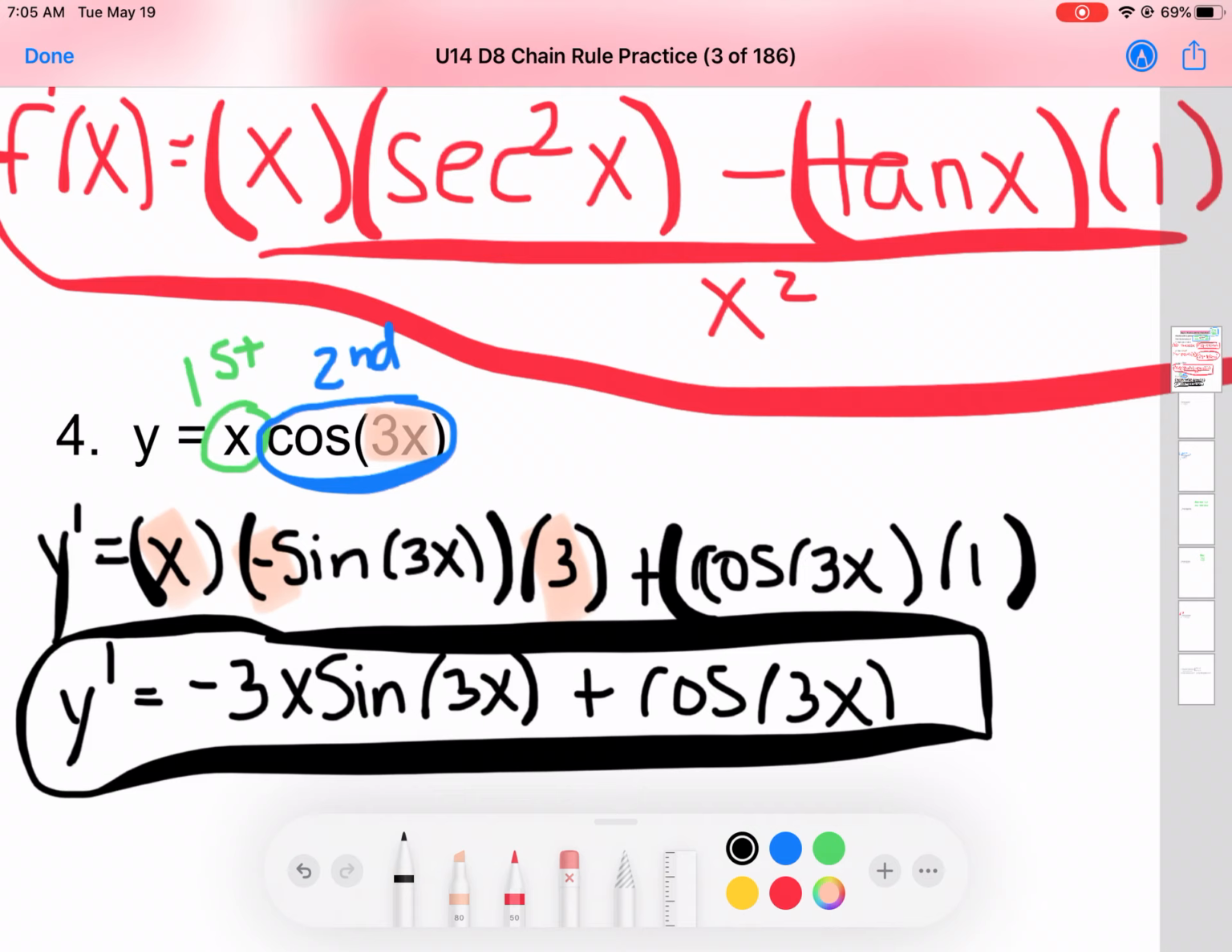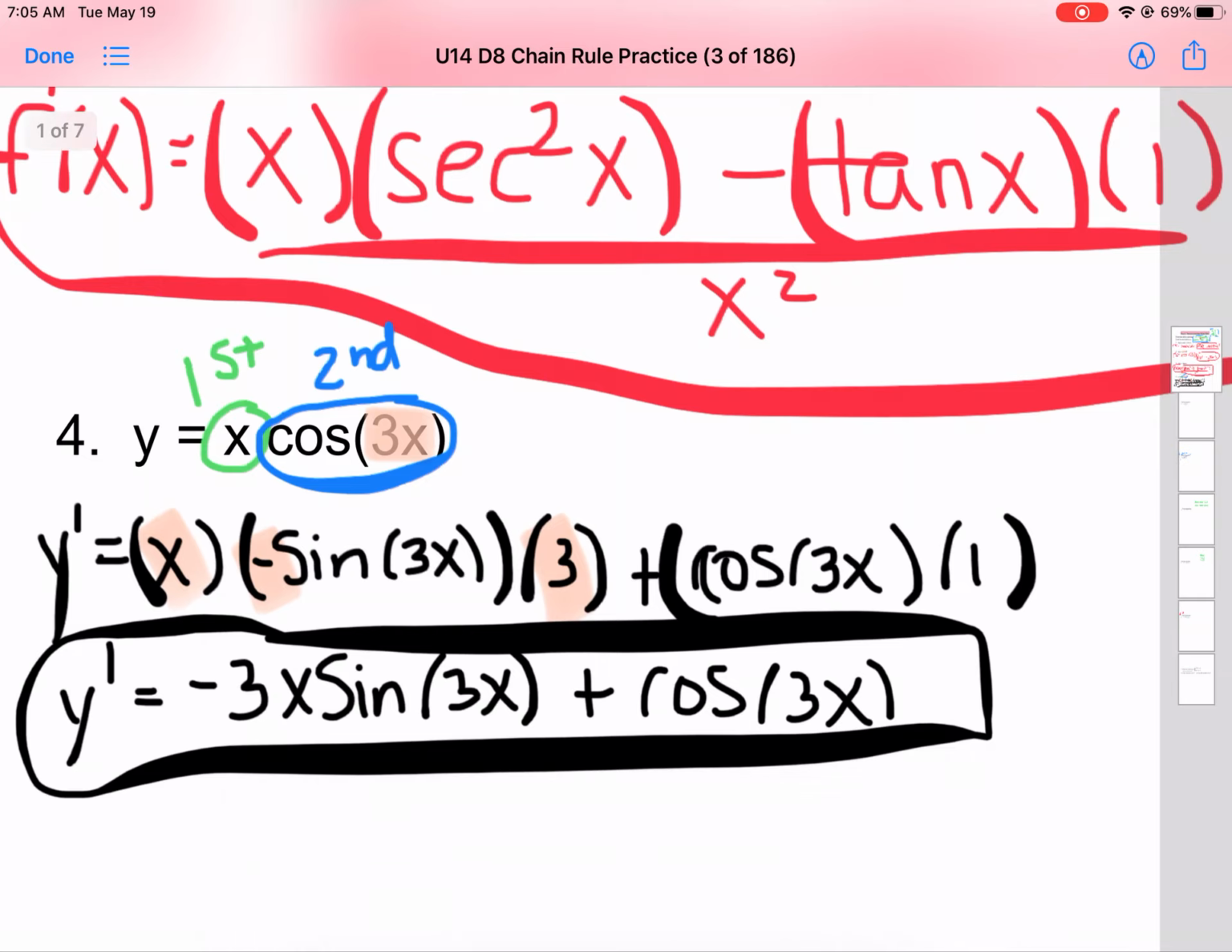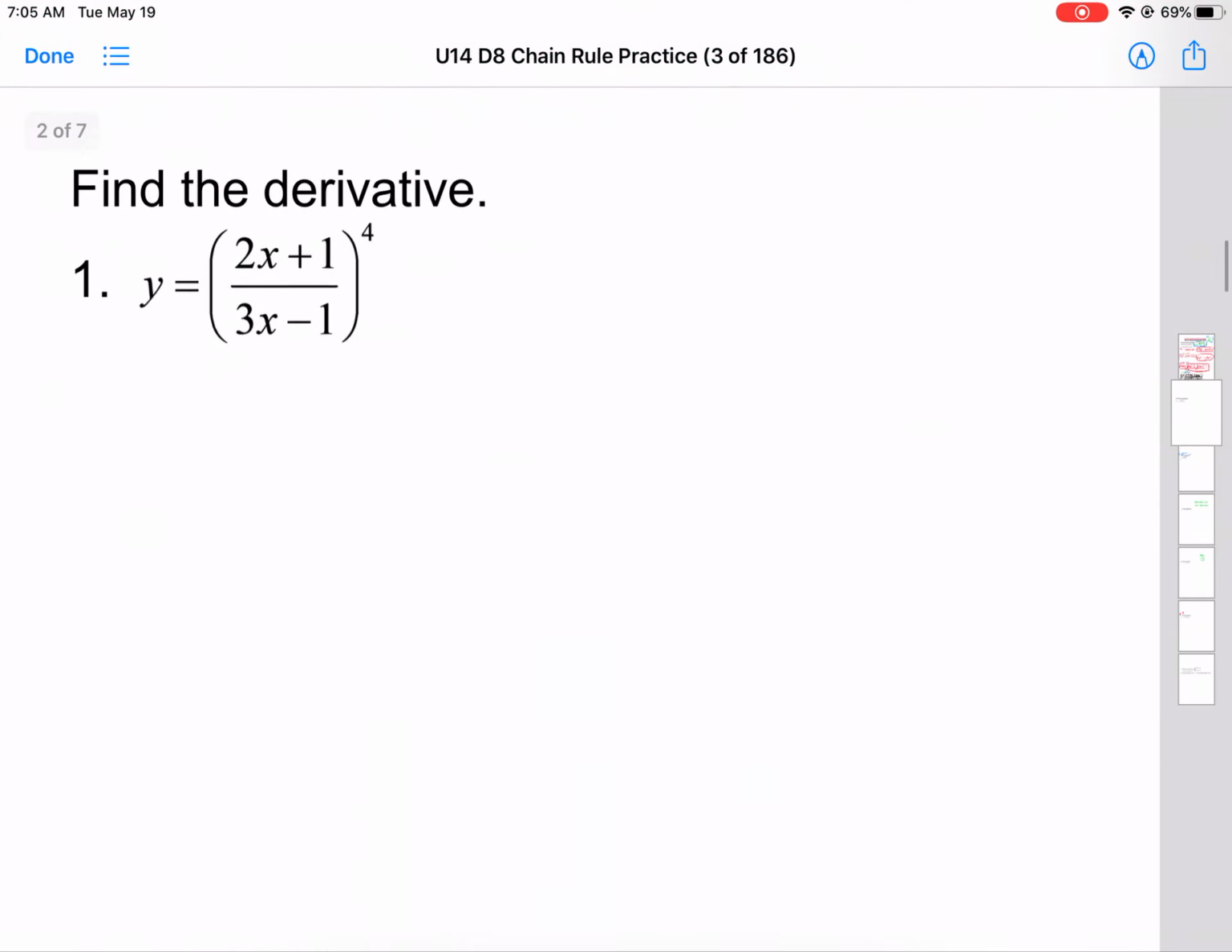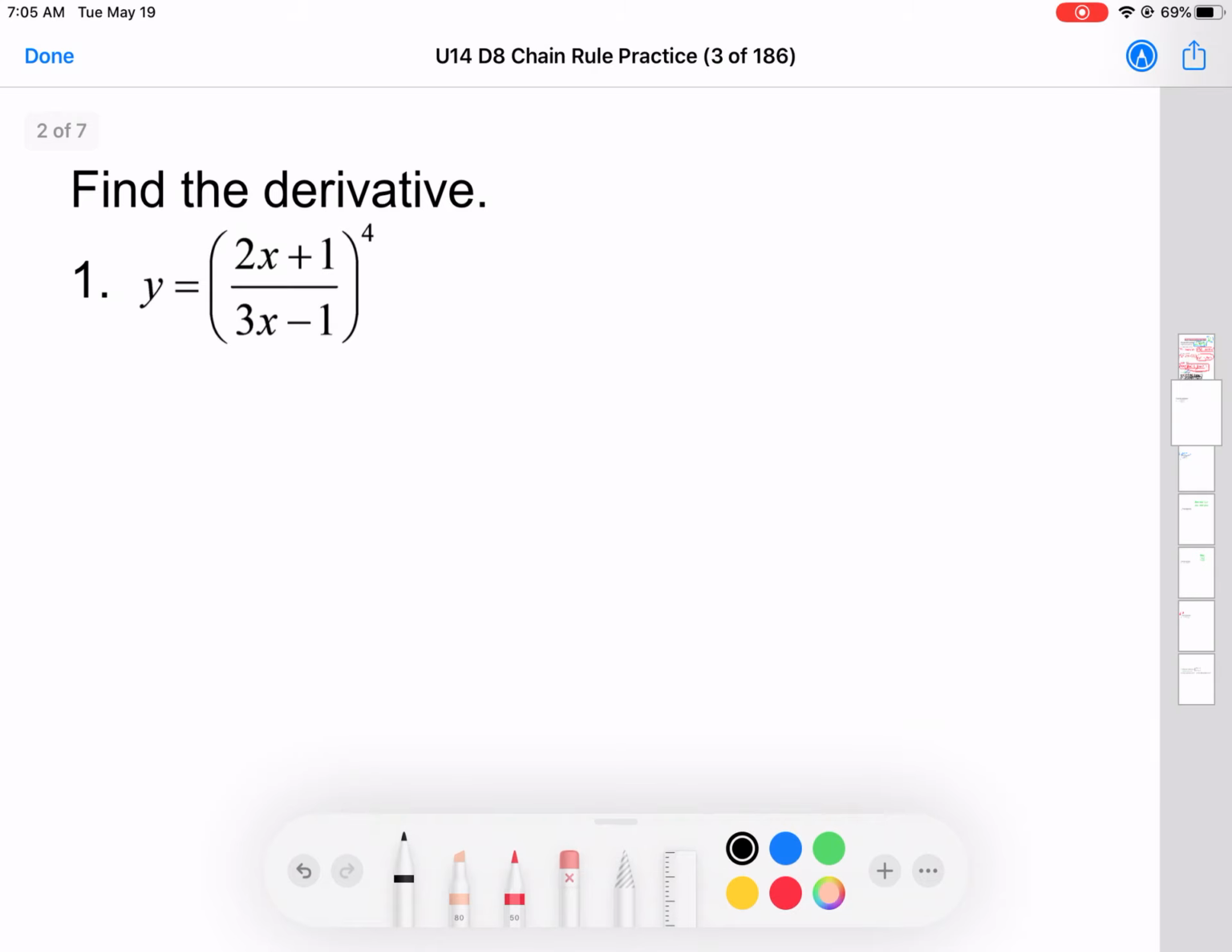All right, so we're just going to do some more practice with chain. Let's see what we got here. Okay, so we can see that we have chain rule and quotient rule. So it's up to you if you want to make that little chart off to the side. But these don't look heavy duty. They look like they're going to be pretty easy derivatives.